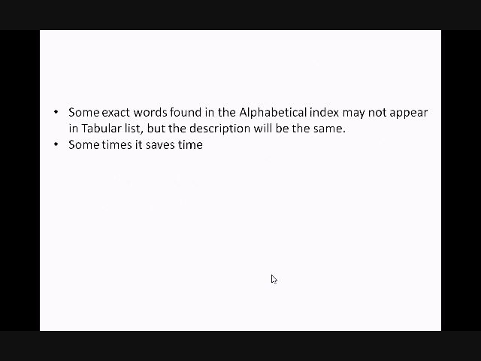And just a few items that students usually run into problems with. Sometimes you may look at a word in the alphabetical index, and when you go to confirm the disease, it doesn't say exactly the same thing. So be careful with those. Don't be afraid when you see that.